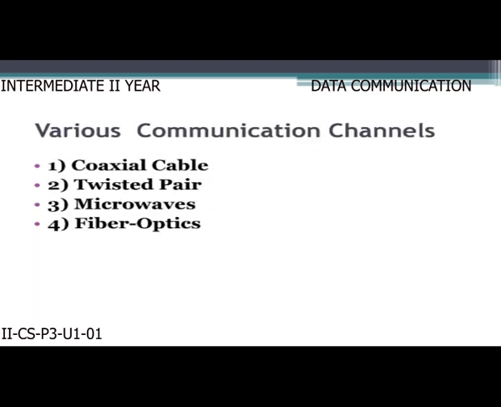Coming to the next topic, various communication channels. There are four types of communication channels. First is coaxial cable, second twisted pair, third microwaves, fourth fiber optics.